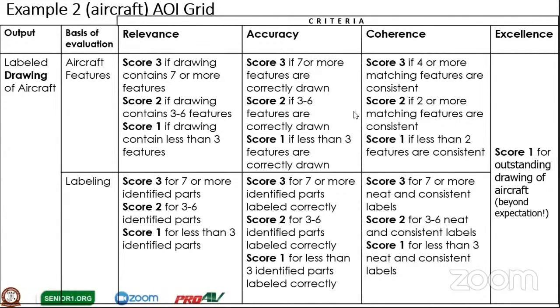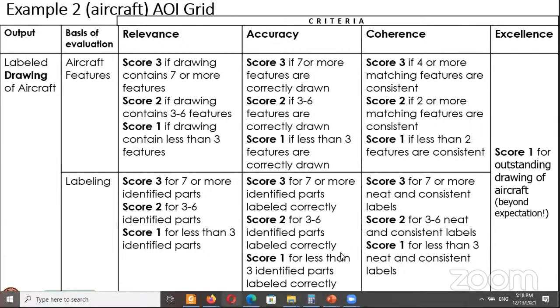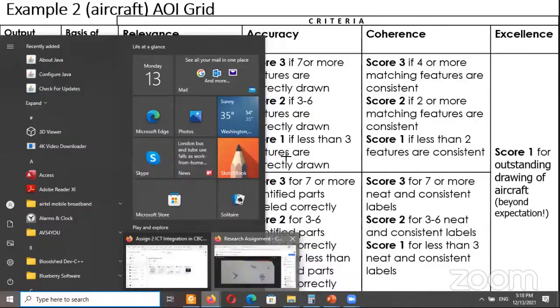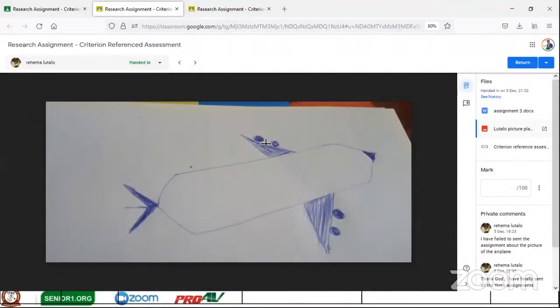Then when it comes to coherence, in this case, coherence has to do with consistency and logical flow. If it was a letter, we would look at how the letter is flowing, but here we look at consistency. For example, these wings. If she had drawn a wing here with 4 of these white circles, and then inside the other wing she puts 5, then there would be no consistency. But this one is consistent.